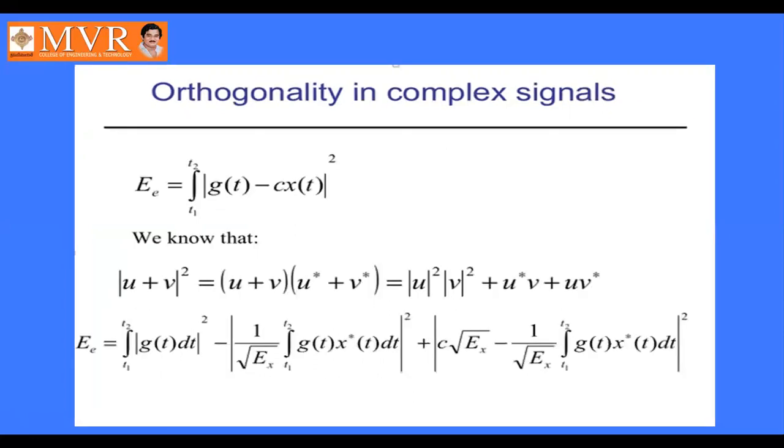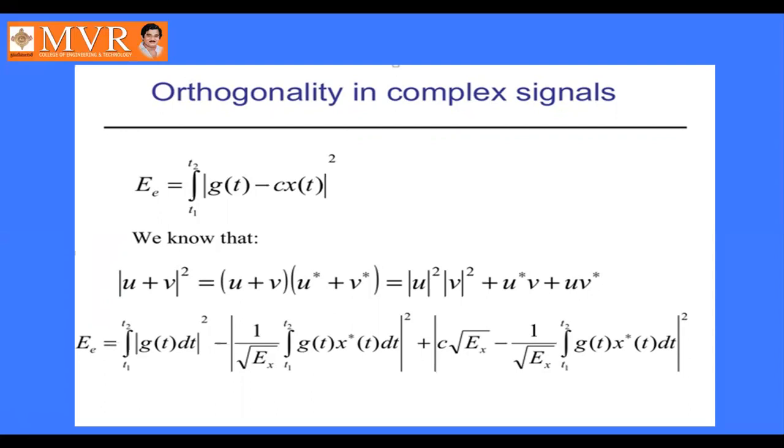Now, for a square like (a − b)², this is (a − b) times (a − b)*. So we know that |u + v|² equals (u + v)(u* + v*), which is equal to |u|² + |v|² + u*v + uv*.